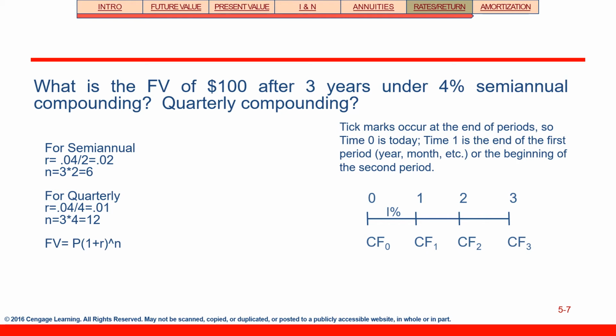While quarterly, every 3 months. So we have 4 quarters in a year. Okay? So same formula pa rin tayo. Future value is equal to present value times 1 plus r raised to the n power. But your rate will change, no? Your rate, kasi this is semi-annual and quarterly.